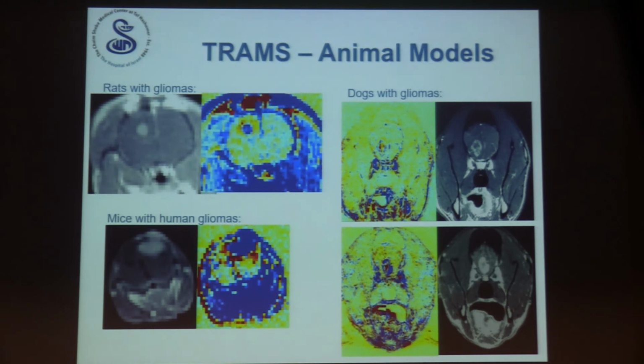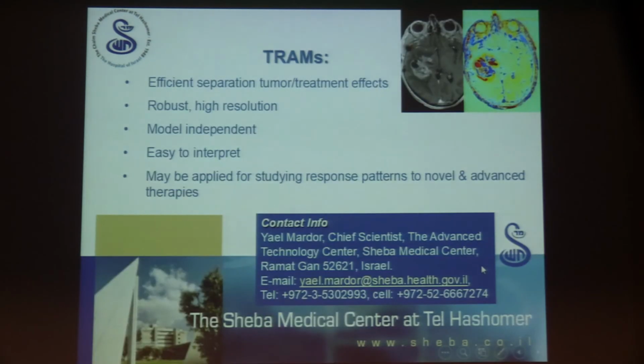Of course, we work with animals all the time, mice, rats, and these are dogs with spontaneous glioma. And that's it. So I really want to just summarize and say the trance are able to efficiently differentiate tumor from treatment effects with a high resolution. It's very easy to interpret. Blue is tumor, red is treatment effects.